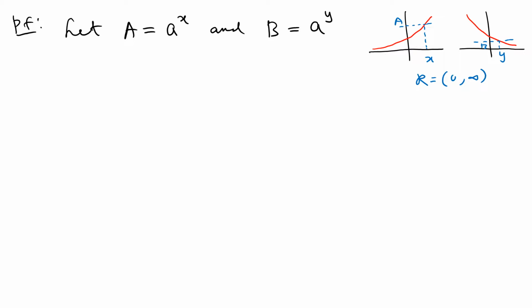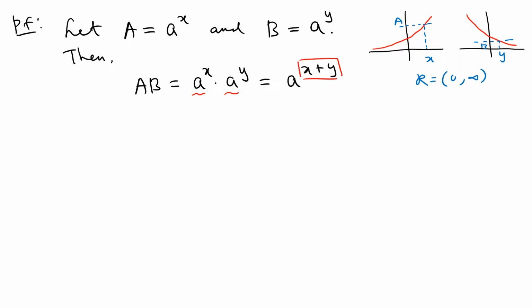So now what we can do is write the product. The product ab simply equals a to the x times a to the y, because b means a to the y. From algebra, this is simply a to the x plus y, because when you multiply two numbers with the same base, we can add the two indices. So that means we use just that basic algebra result.